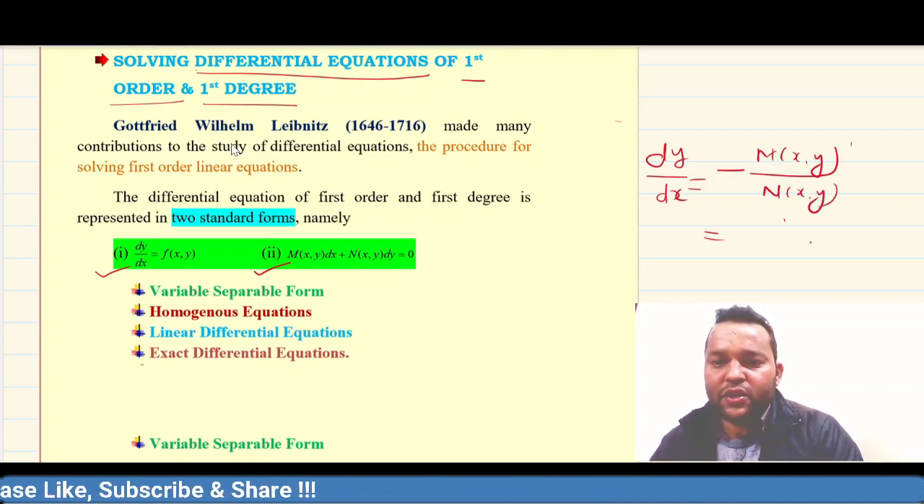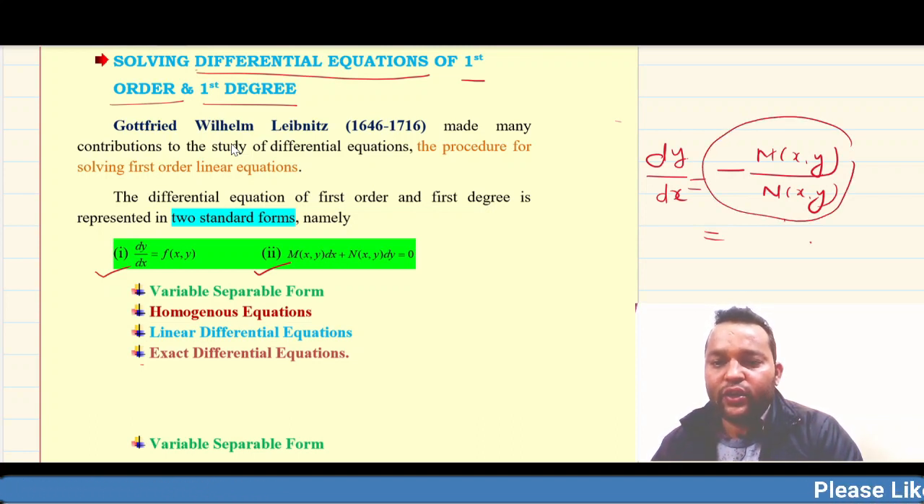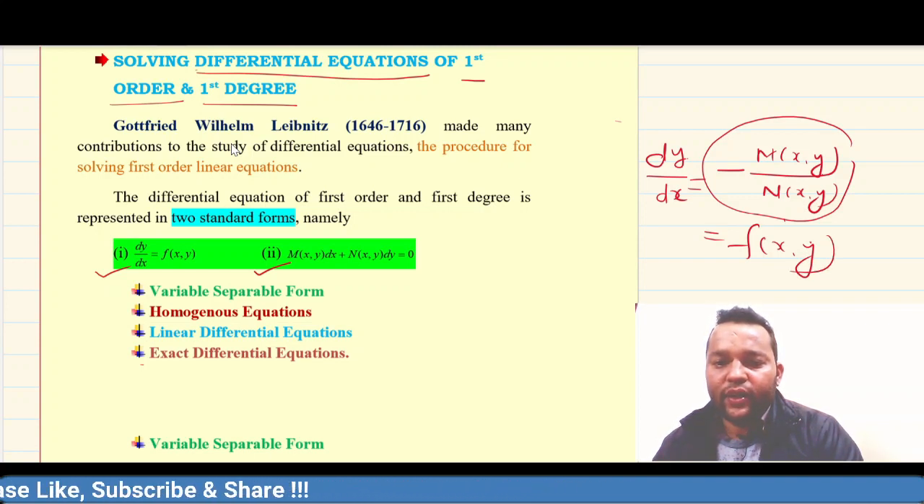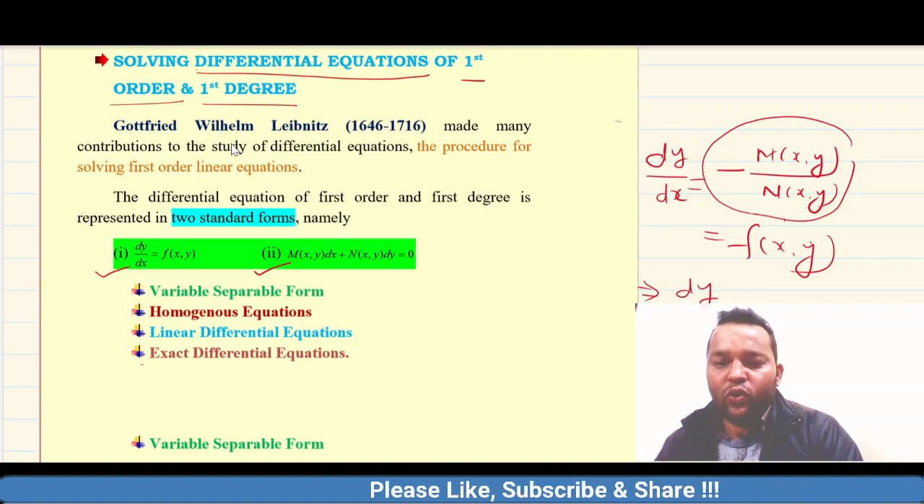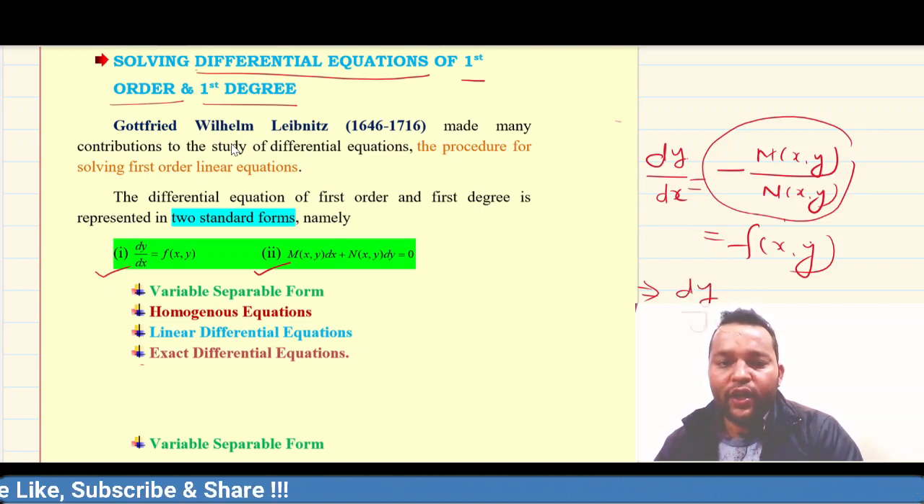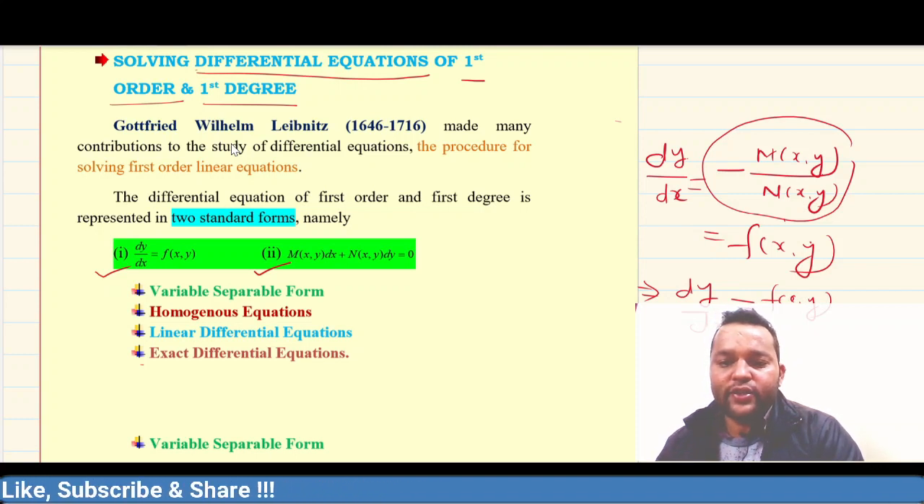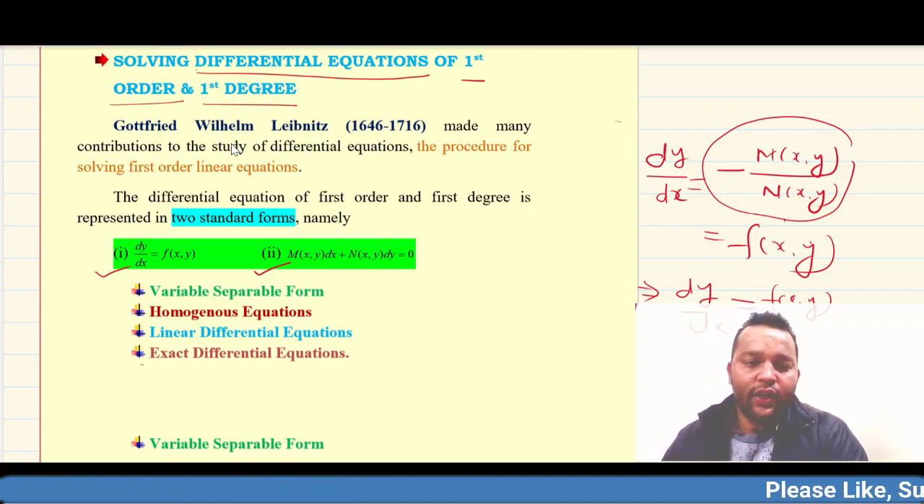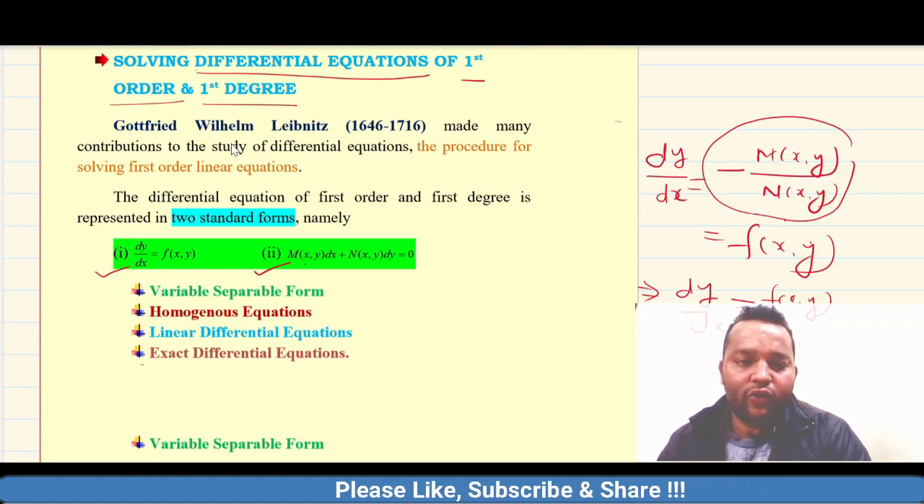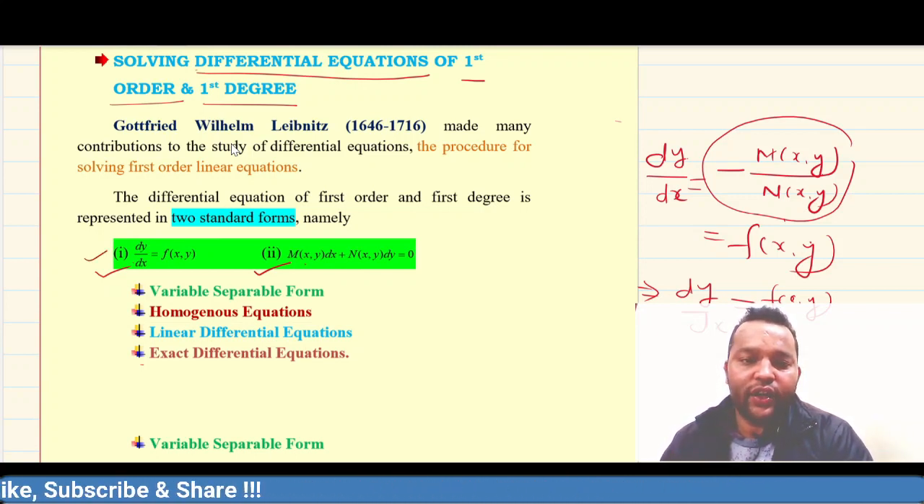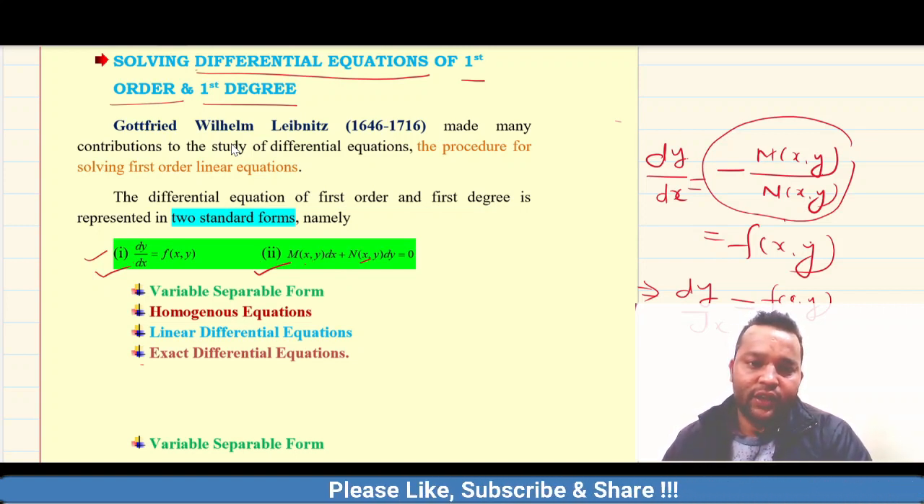It means the whole expression on the right hand side is actually a function of x comma y, so it can be expressed as a function of x comma y. Therefore, this second standard form M dx plus N dy is equal to 0 can also be expressed as dy by dx is equal to f of x comma y. That is, both are the standard forms. That means the first form of a differential equation can be expressed into the second standard form and vice versa.